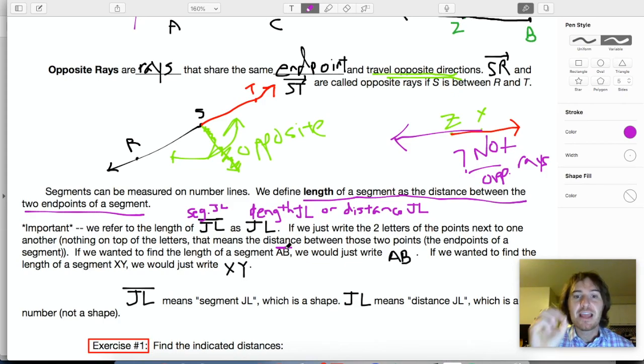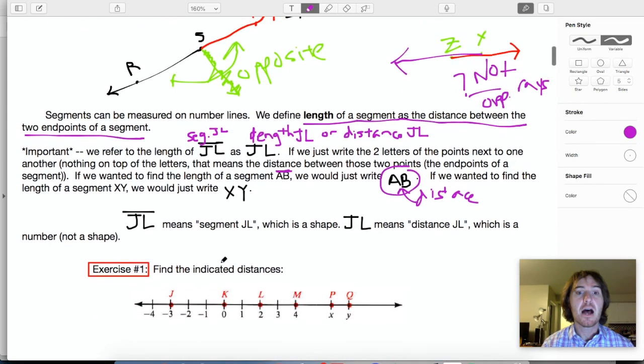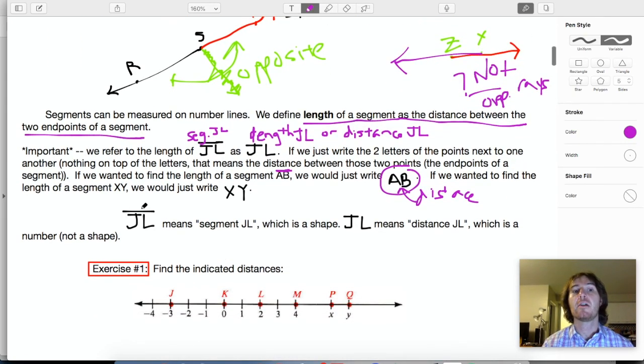If we wanted to find the length of segment AB, we would just write AB, because this is a distance, a number. It's the length of segment AB, okay, with nothing on top. If we wanted to find the length of segment XY, we would just write XY, right? That's all we'd have to write here. So note here again, JL with the little segment bar on top of it means segment JL, which is a shape. JL with no segment bar on top of it means distance JL, which is a number.